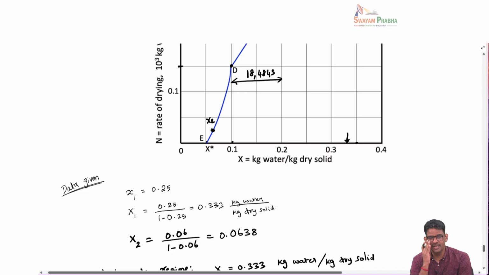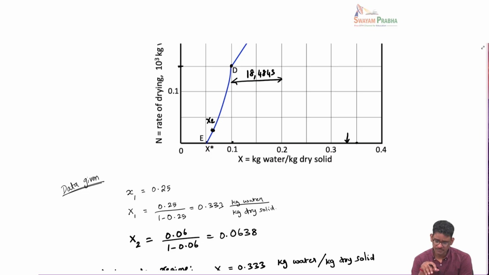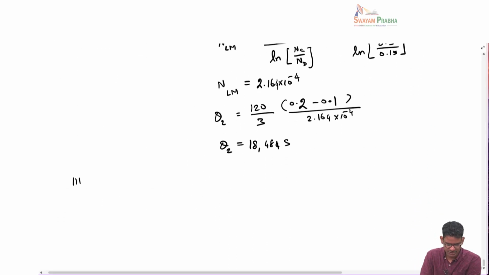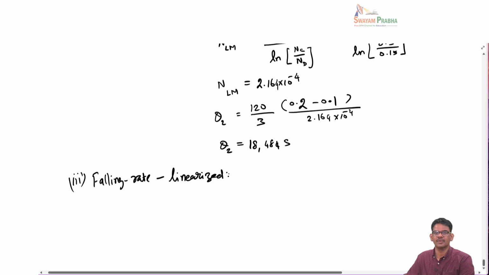So here again, I have tried to linearize this and then get a simple calculation. You can also do it graphically: you plot 1 by n versus x and then integrate this out if you want. But since this is not very different from linearity, I am going to use a linearized version of the third regime, falling rate, linearized. So here we have xd as 0.1 and x2 is 0.06464.